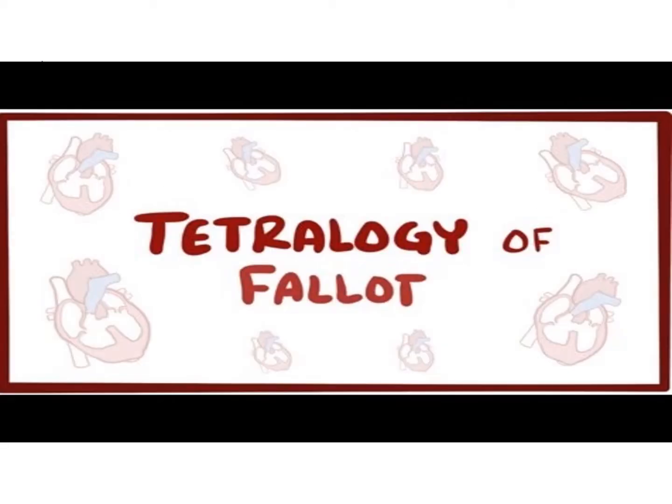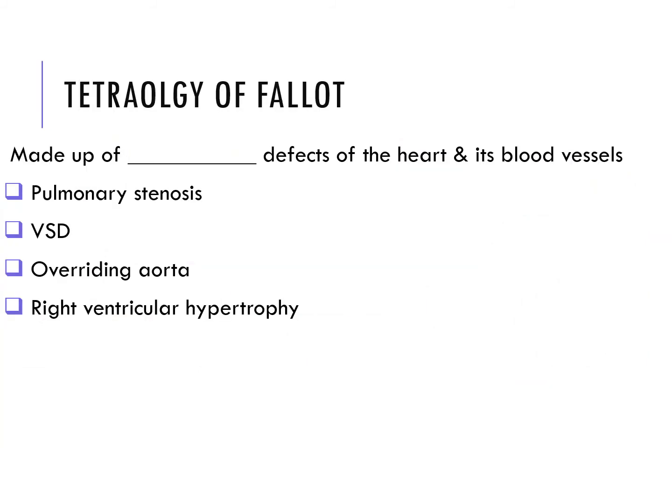Now let's move on to the tetralogy of Fallot. This is a decreased pulmonary blood flow. This is made up of 4 defects. You have pulmonary stenosis, which is a narrowing of the pulmonary valve in the main pulmonary artery.